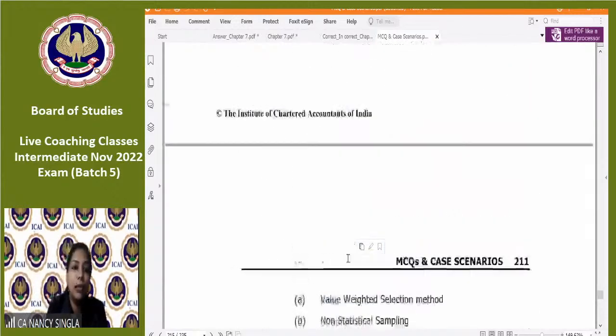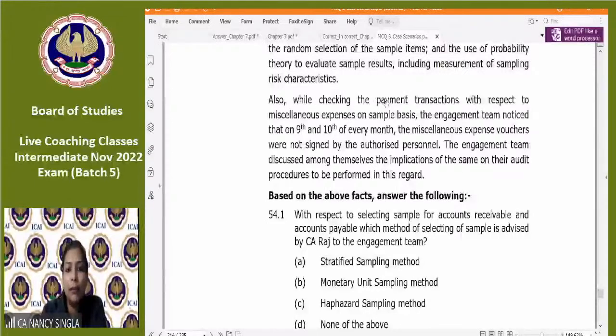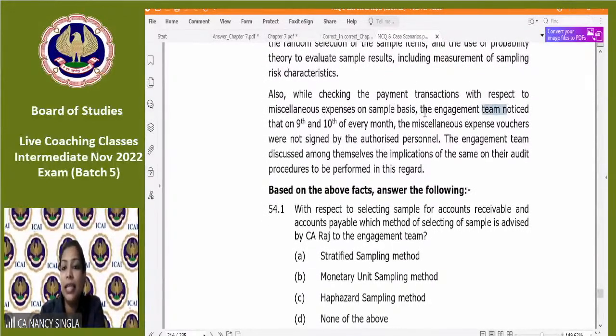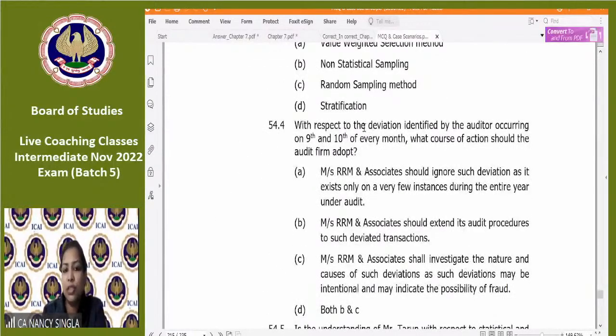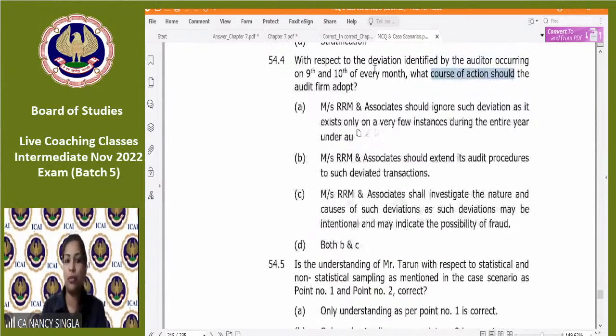ठीक है. Now let us have a look at the third. Also while checking the payment with respect to miscellaneous on sample basis, the engagement team noticed that on every 9th and 10th every month, the miscellaneous expense voucher were not signed by authorized signatories. The engagement team discussed among themselves the implications of the same. So every 9th and 10th, they are looking at the vouchers. So with respect to deviation identified by auditor occurring on 9th and 10th of every month, what course of action should the firm adopt? तो audit क्या करना चाहिए firm को?